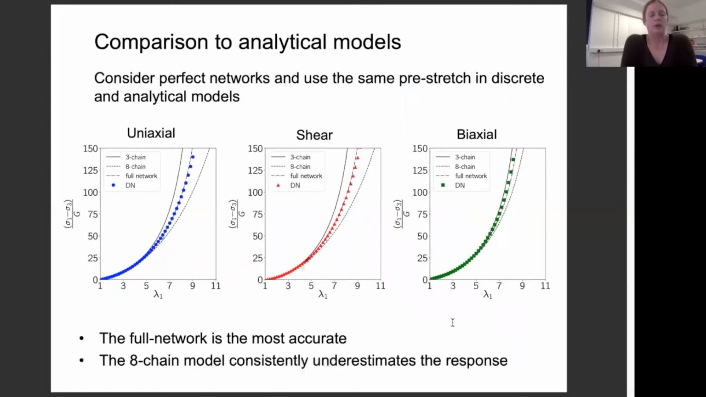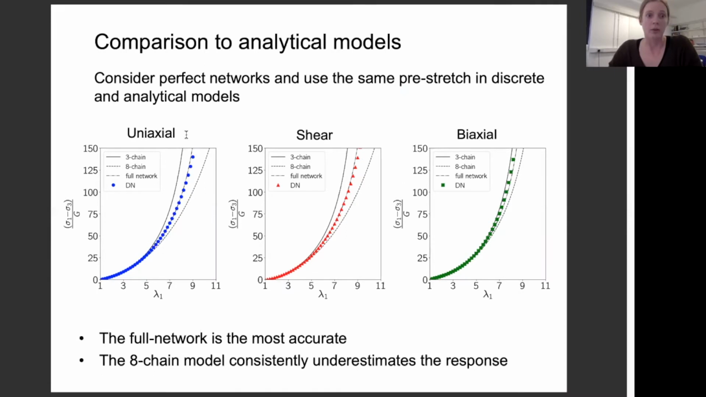Okay, so we have done this study with some scaling relationships linking the properties to the network parameters. Another thing we can do with this discrete networks tool is to compare discrete network predictions to predictions from classical continuum theories, just as a way to directly probe how well these simplified RVEs work in comparison to a full random network. So we did that for the 3-chain model, the 8-chain model, and the full network model, and compared them to discrete network simulations for different loading conditions.